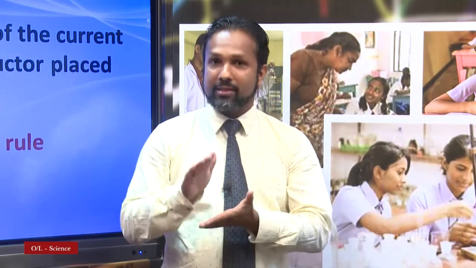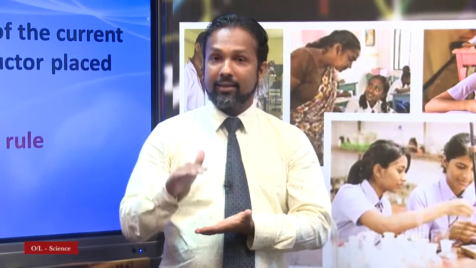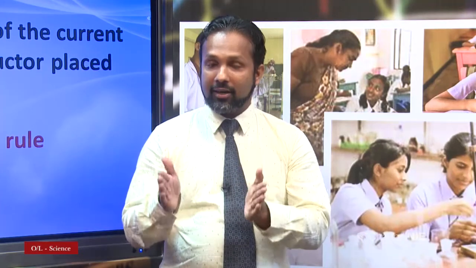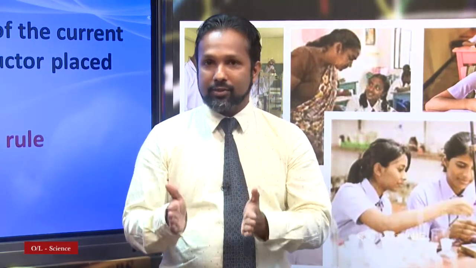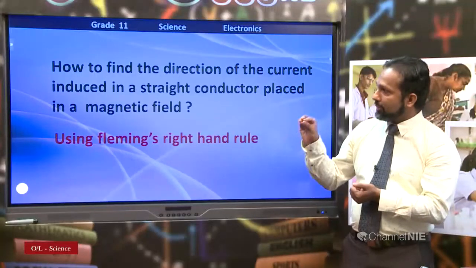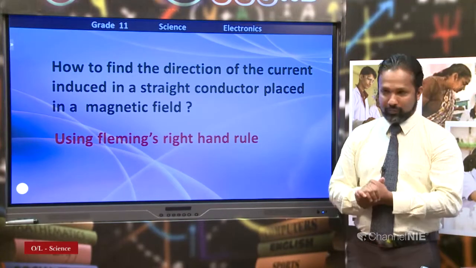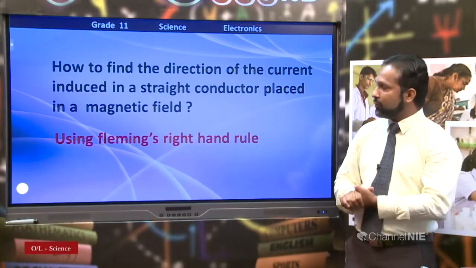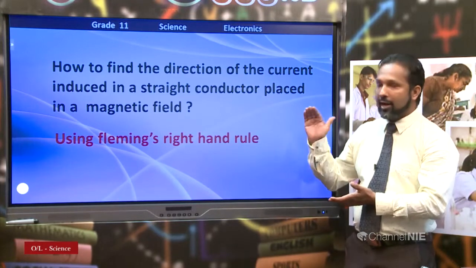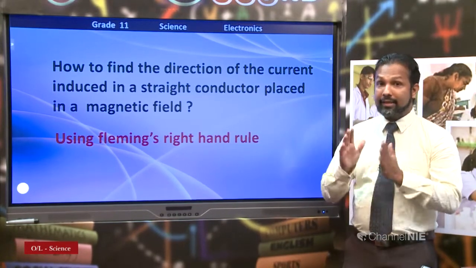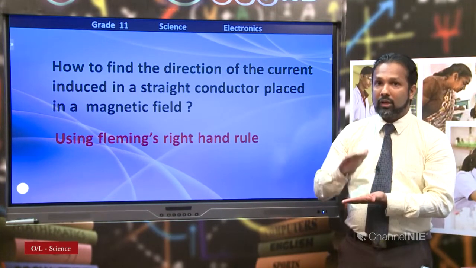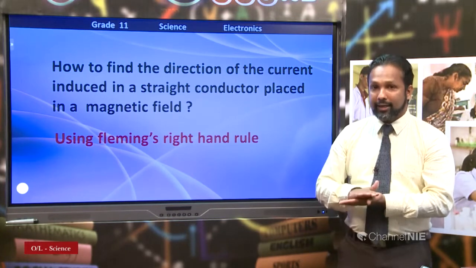We use Fleming's left hand rule to find the direction of force acting on a current carrying conductor placed in a magnetic field. Here we are going to study about Fleming's right hand rule. For what purpose do we use Fleming's right hand rule? We use Fleming's right hand rule to find the direction of induced electromotive force or direction of induced current.